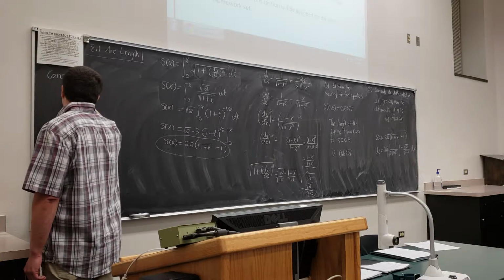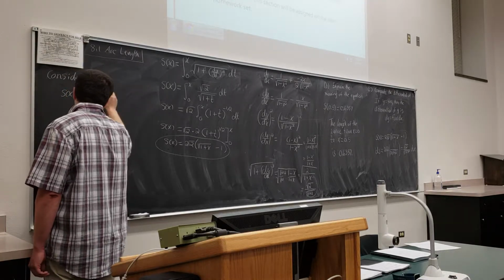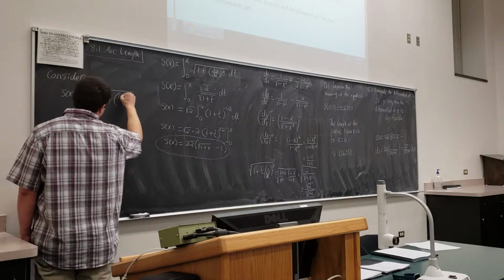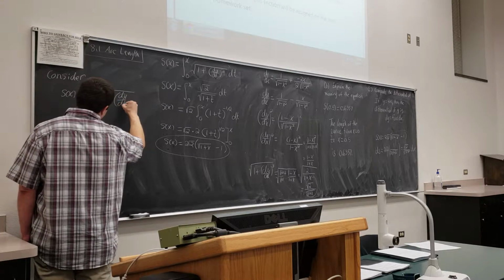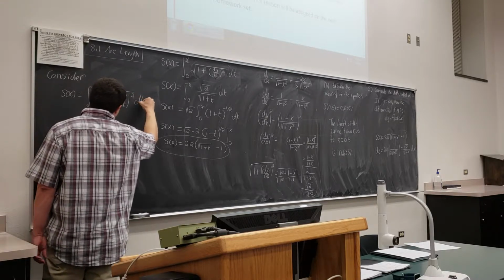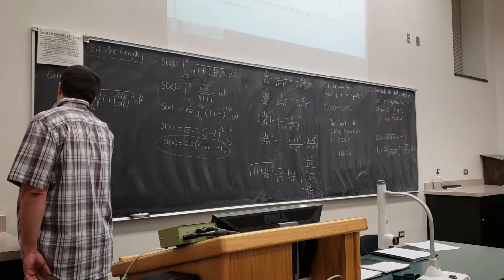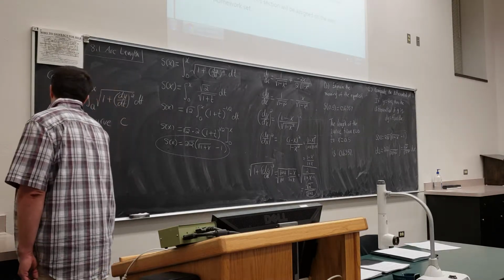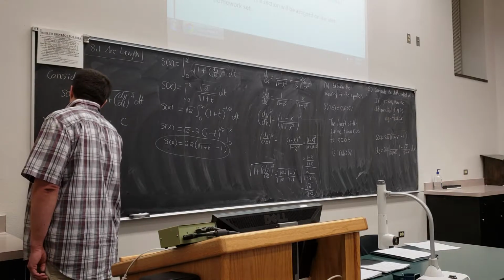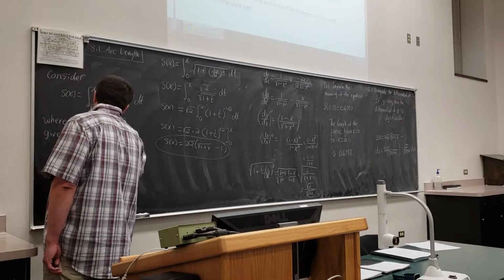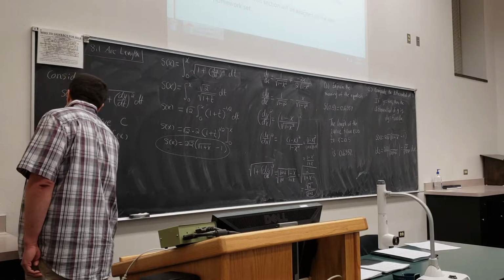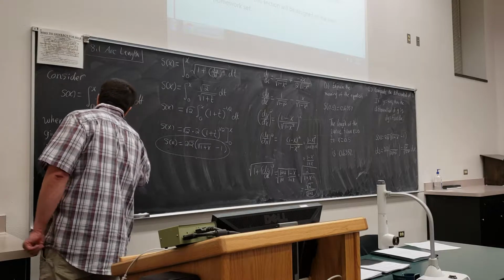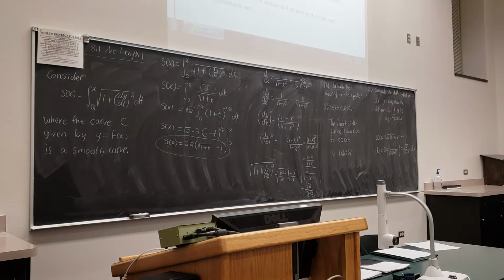s of x equals the definite integral from a to x of the square root of 1 plus dy dt squared dt, where the curve C given by y is equal to f of x is a smooth curve. The curve being smooth just means the first derivative is continuous.